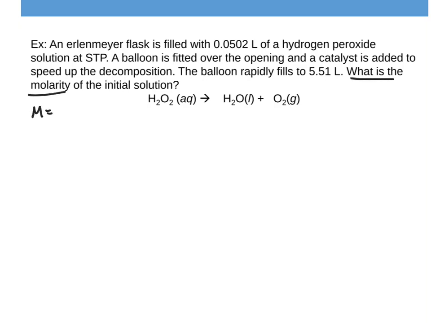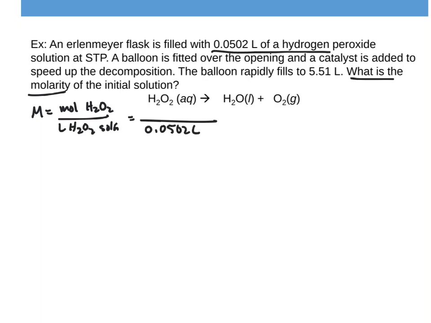I know that molarity is going to be the moles of hydrogen peroxide over the liters of hydrogen peroxide solution. So I need to find those 2 things, right? Just like I do for any molarity problem. The liters, that's easy. It was given to me. They flat out said it was 0.0502 liters, right? That's what they said up here. They told me that's what the hydrogen peroxide solution was.